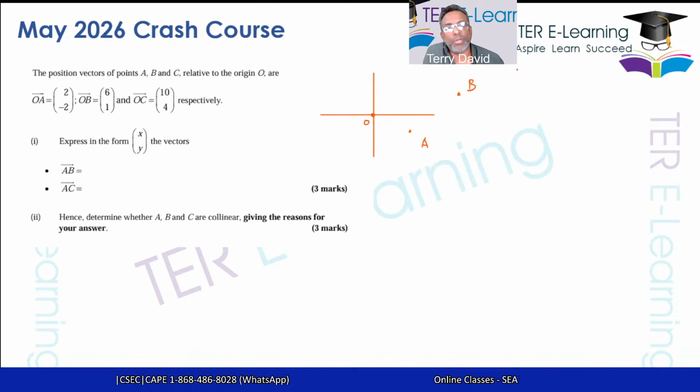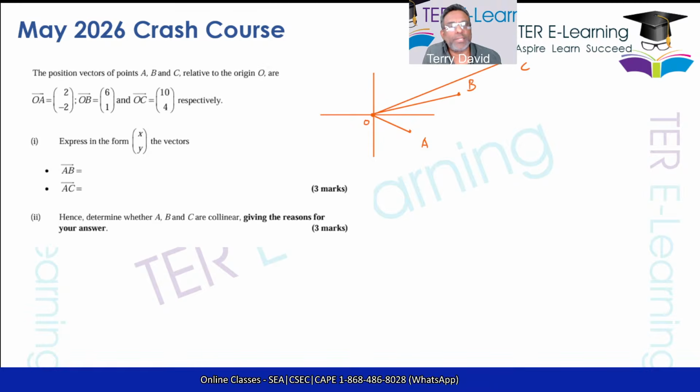So OC, or C, is somewhere up here. First of all, we have these points here. You have OA, that's a vector. We have OB, that's another vector. And we also have OC. I'm just putting approximate locations for these vectors here.